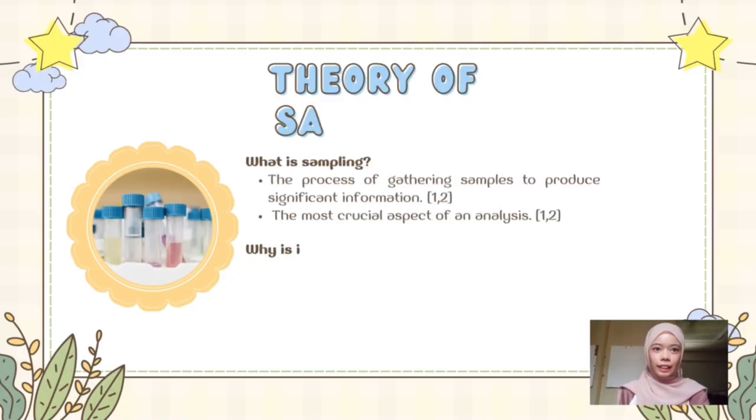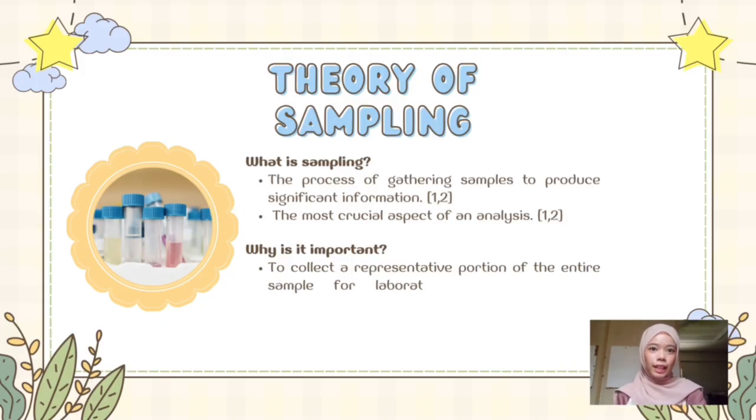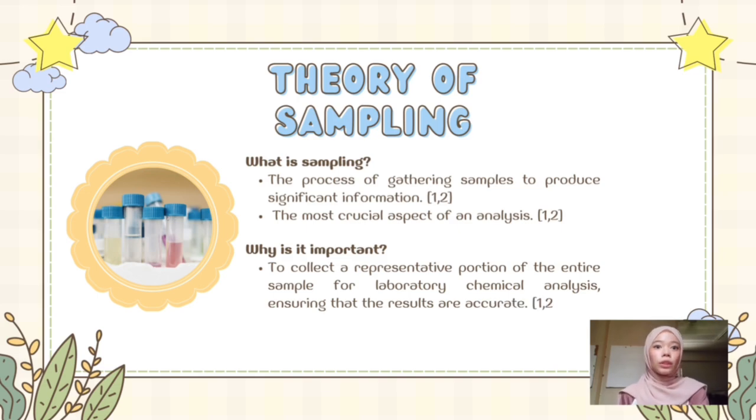Let's first discuss the theory of sampling in analytical chemistry. Let's begin with the question, what is sampling in this context? According to our lecture notes and supported by the work of Pierre Gy, sampling is defined as a process essential to scientific data collection. It's not just a technical step, it's one of the most crucial aspects of any analysis.